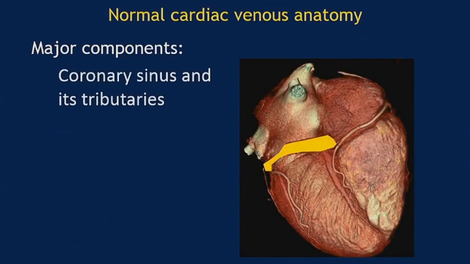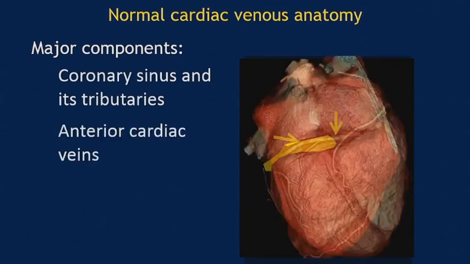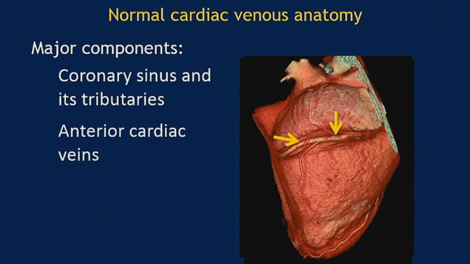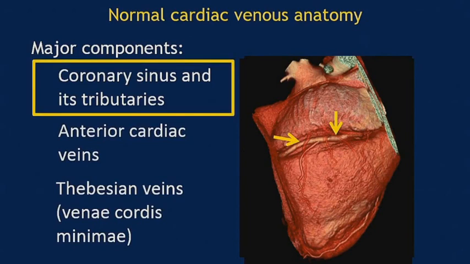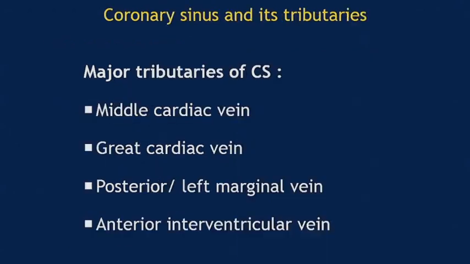The biggest one we think about is the coronary sinus and its tributaries. There are also anterior cardiac veins, which are smaller veins that drain directly into the atrium. And finally, very, very tiny veins called the Thebesian veins. What I want to talk about today is the coronary sinus and its tributaries, because this is something we see on imaging and it has relevance practically as well.